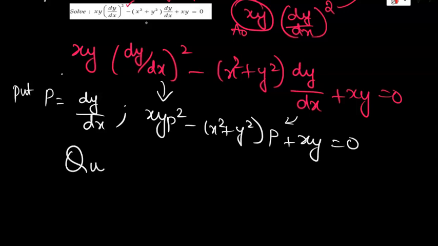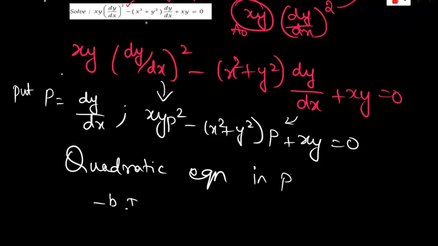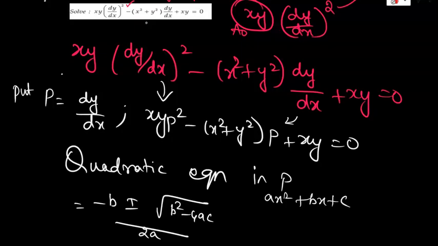Now this is nothing but a quadratic equation in p. So how to solve a quadratic equation? There is factorization and other methods, but the very basic thing is minus b plus or minus root of b square minus 4ac, by 2a. This is the solution for ax square plus bx plus c, and x is given by this, correct?